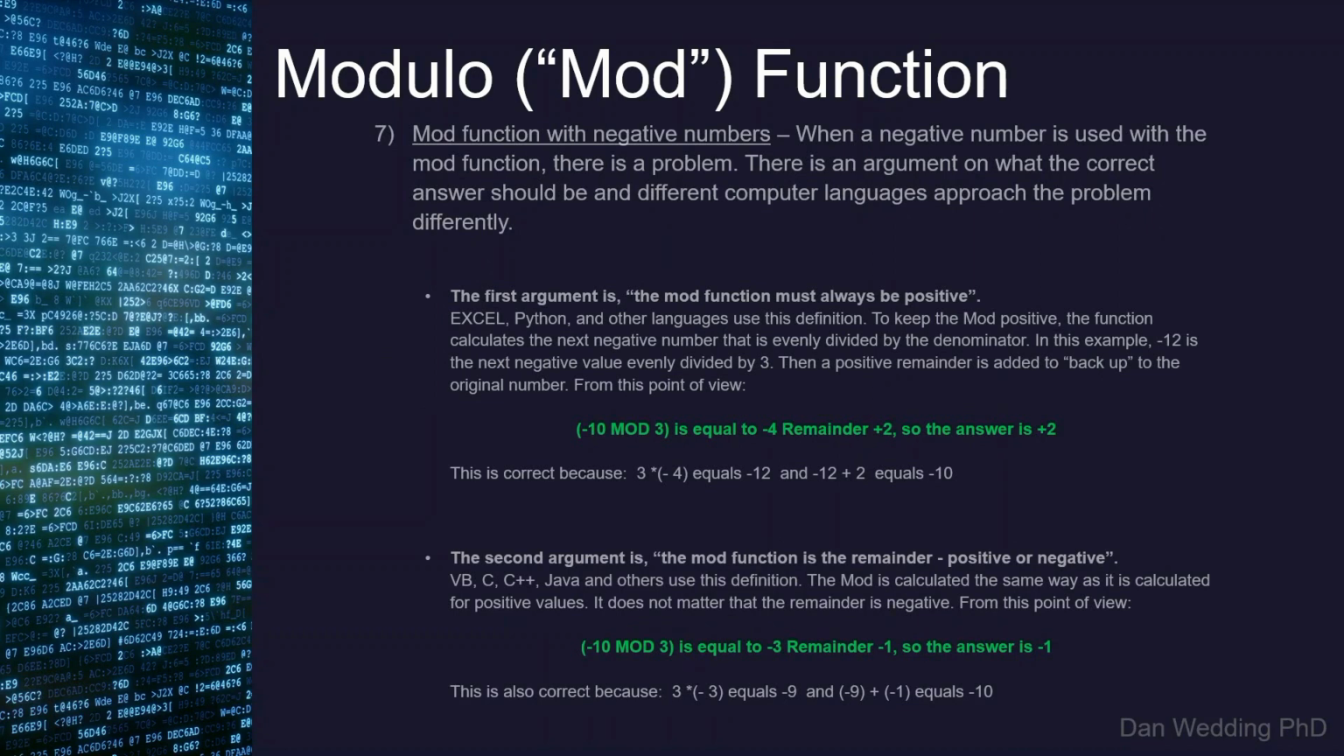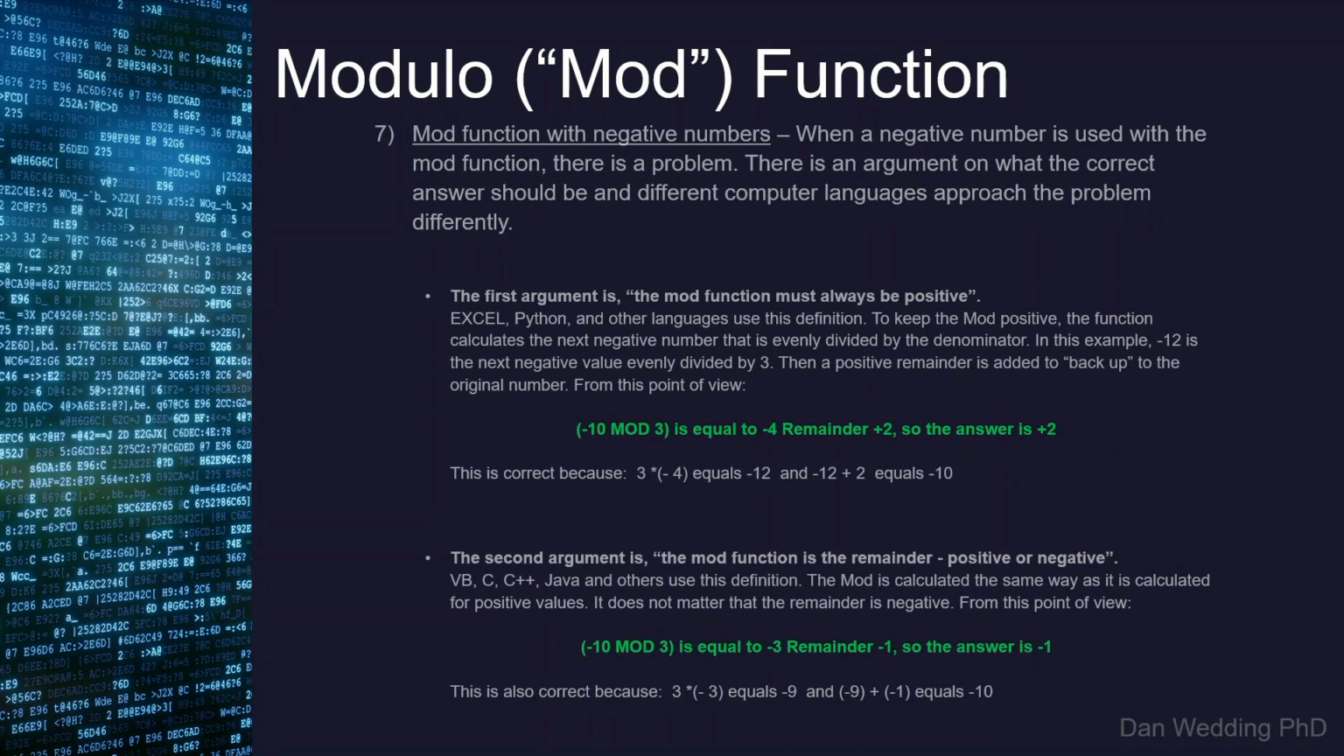From this point of view, negative 10 mod 3 is equal to minus 4, remainder positive 2. So the answer is positive 2. This is correct because 3 times negative 4 equals negative 12. And negative 12 plus the remainder 2 equals the original negative 10.